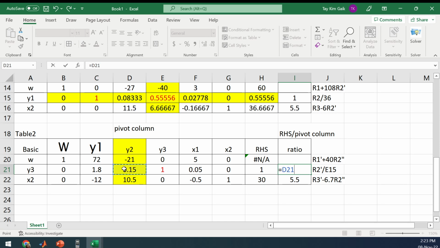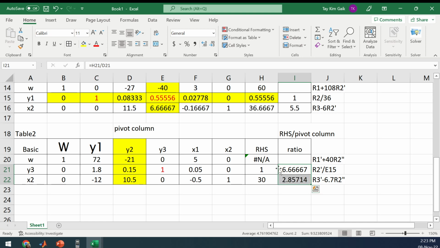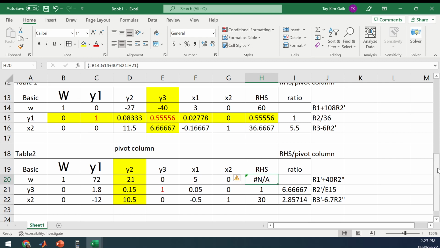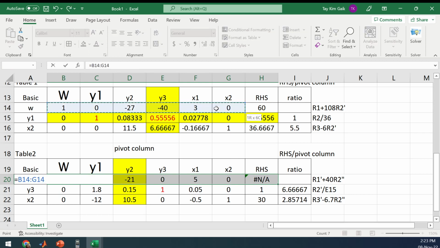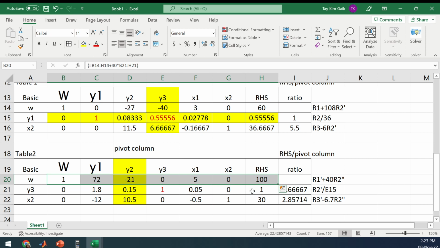Okay, hold on. Right hand side divided by pivot column. Okay, do it again. This one is the R1 from the first table, plus 40 times the new pivot row, which is the second row in table 2. Okay, 100.